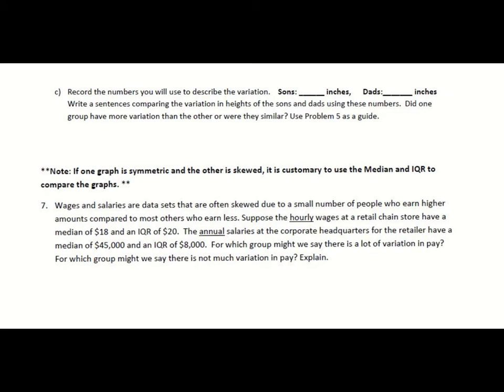Okay, record the numbers that you use to describe the variation. So if you look up at the chart, the son was 3 inches and the dad was 5. I'm going to type on this because I'm not going to have a whole lot of room. It says, write a sentence comparing the variation in heights for the son and dad using these numbers.